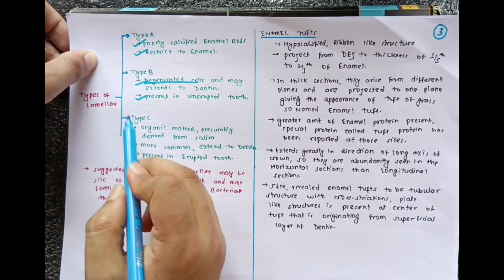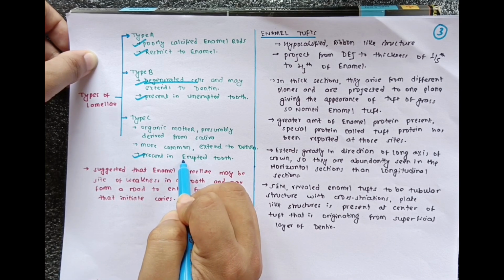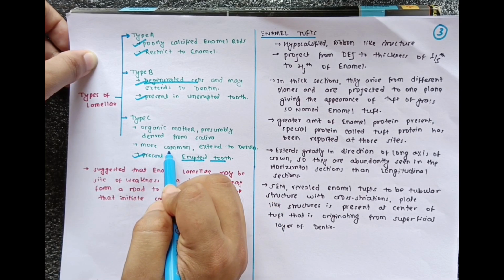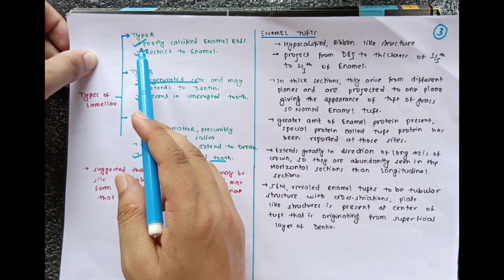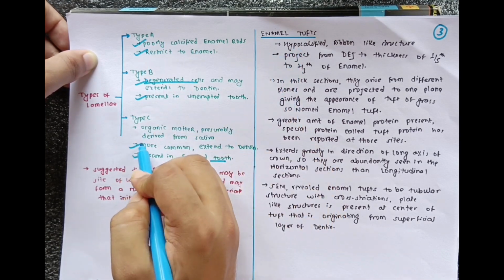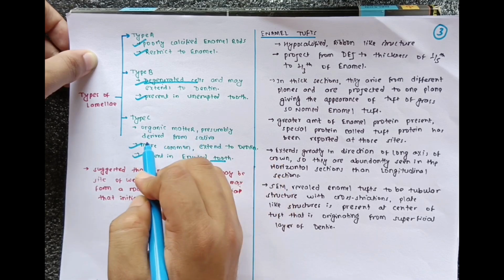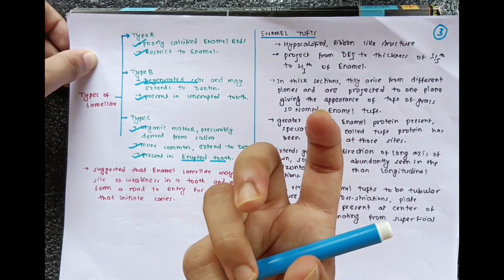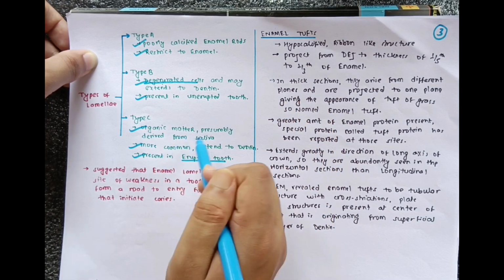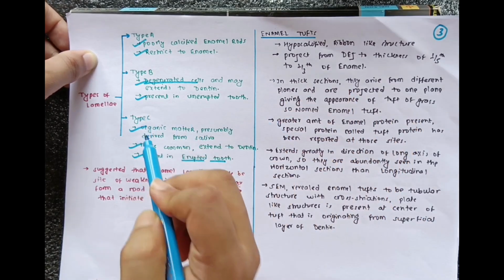After that, I have written here type C. Type C is present in an erupted tooth, it is more common, and it extends to the dentine. So types B and C can extend into the dentine, but type A does not. It constitutes organic matter presumably derived from the saliva. As it is erupted, it is exposed to the external environment, and it contains organic matter presumably derived from the saliva.